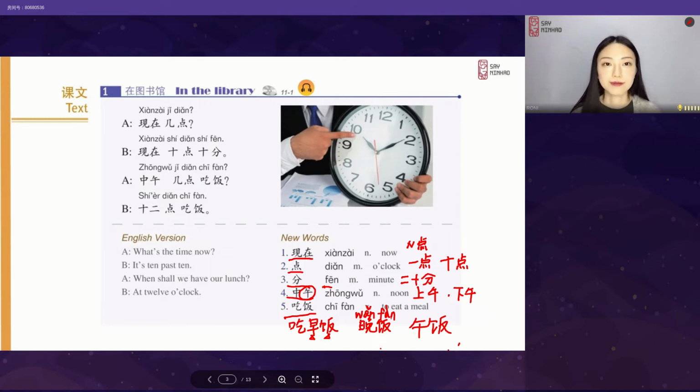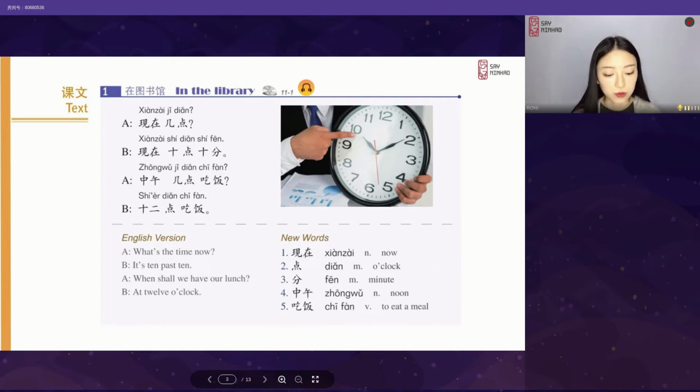So, how to say where to eat? How to say where? It's 哪儿. So where to eat is 在哪儿吃饭, okay? 在哪儿吃饭, where to eat. Okay, very good. Now let's try to read these new words from start, each for twice. 3, 2, 1. 现在, 现在, 点, 点, 分, 分, 中午, 中午, 吃饭, 吃饭.